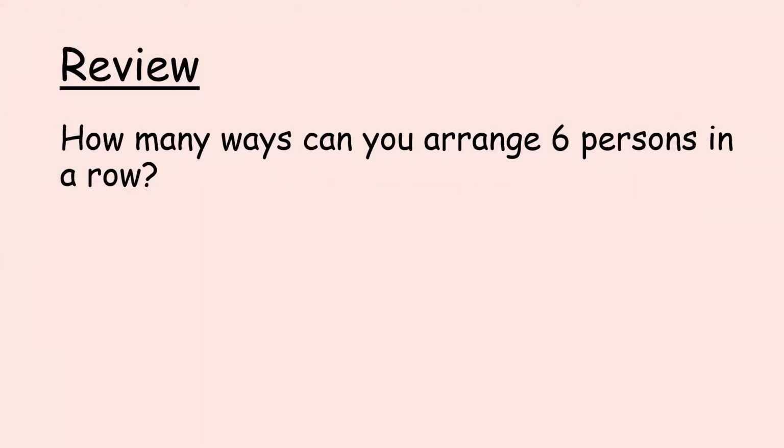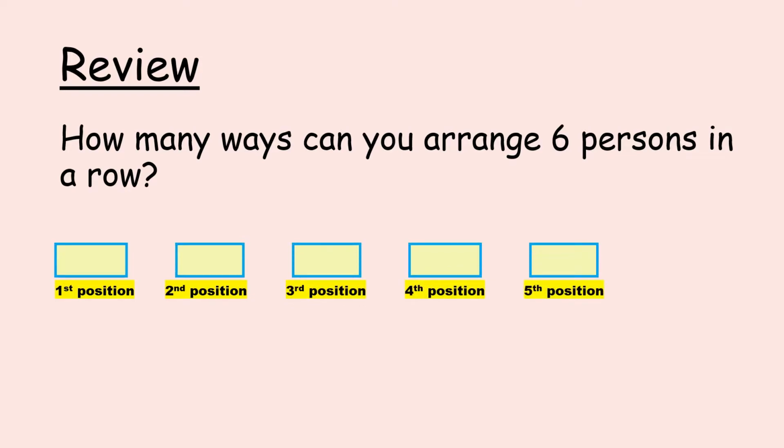Before I proceed with the factorial notation, let's first review the fundamental counting principle. How many ways can you arrange 6 persons in a row? If you arrange 6 persons in a row, there will be 6 selections: for the first, second, third, fourth, fifth, and sixth position. For the first position, we can choose out of 6 persons, so there will be 6 choices. For the second position, we're going to have 5, 4, 3, 2, 1.